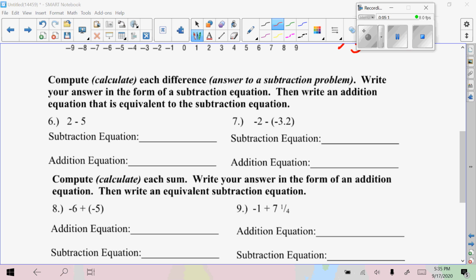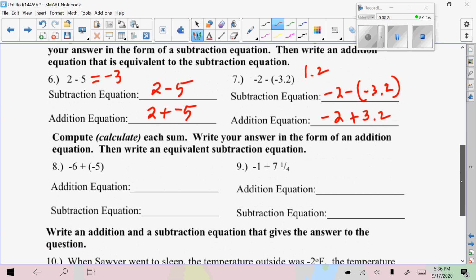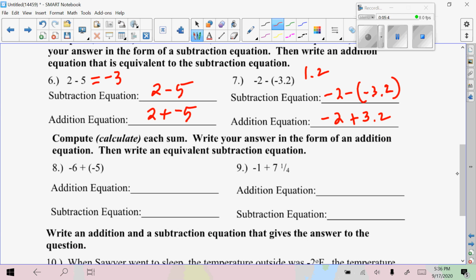So if we do 2 minus 5, calculate that, that equals -3. The subtraction equation is 2 minus 5, and the addition equation would be 2 plus -5. All right, you try the next one, number 7. That's what I got. And the next round, we're going to calculate the sum. So let's go ahead and do that.